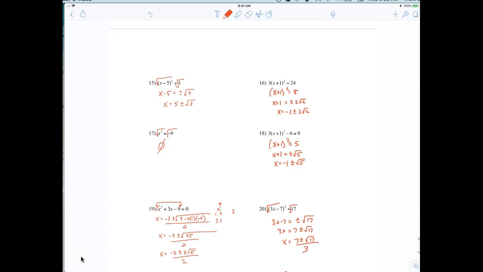Are graphing quadratics on entrance exams or placement tests? Yes, I think so.